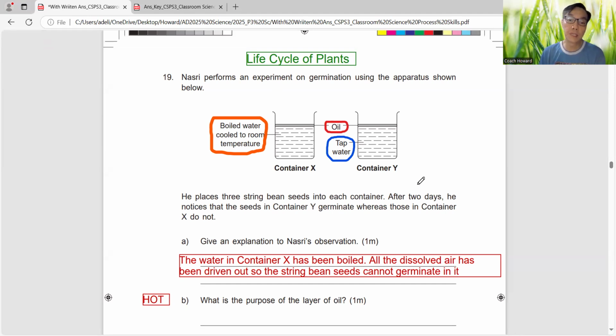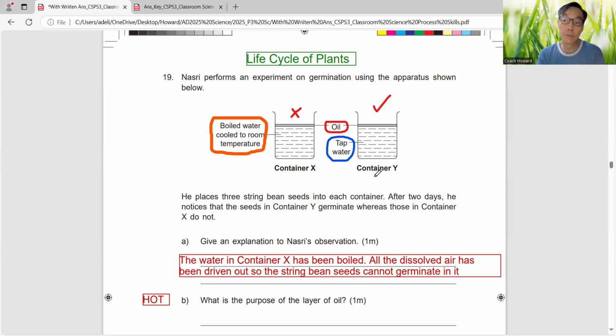After 2 days, he notices that the seeds in container Y germinate. So we can put a tick here. Whereas those in container X do not germinate. So we understand that for germination, they need 3 conditions, which are the WOW factor.